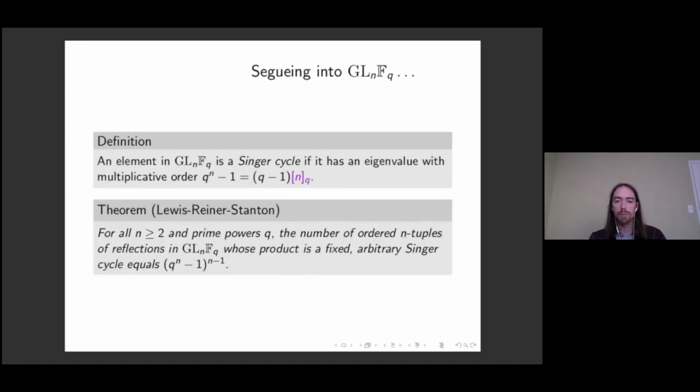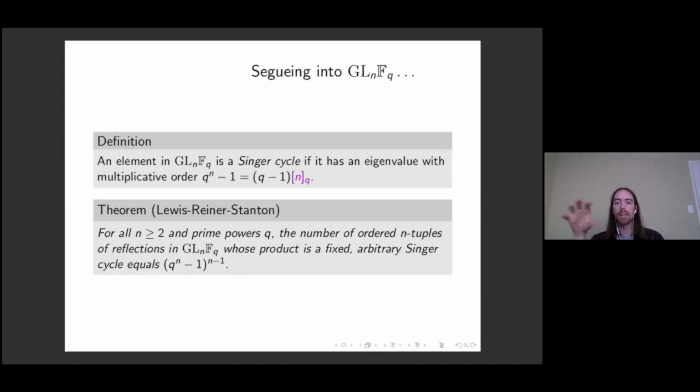So here's the theorem from Lewis, Reiner, and Stanton in the last few years. That says, if you look at the number of ordered n-tuples of reflections in GL_n(F_q) whose product is a fixed arbitrary Singer cycle, then that count is q to the n minus 1, to the n minus 1. So what's going on here?